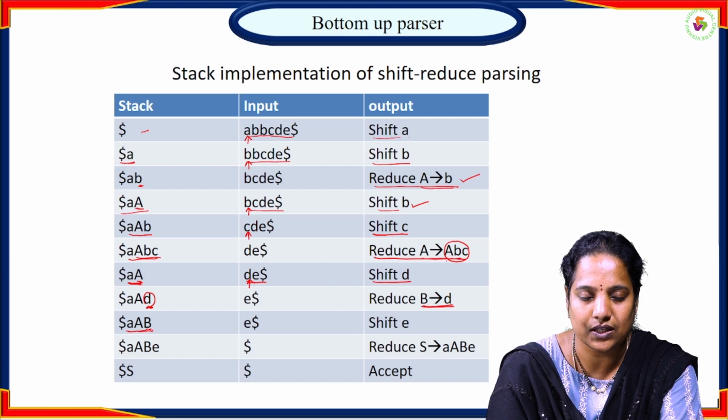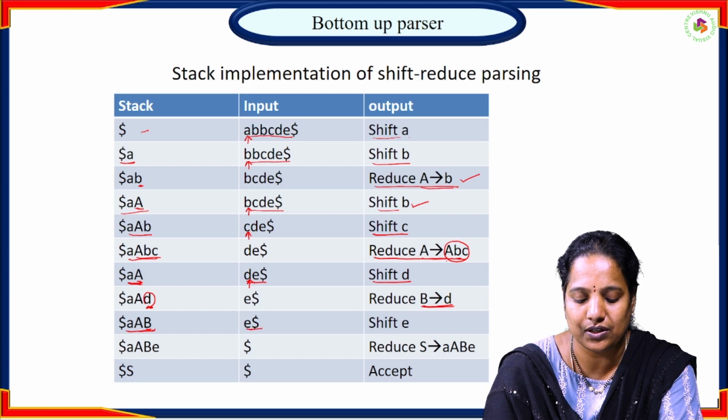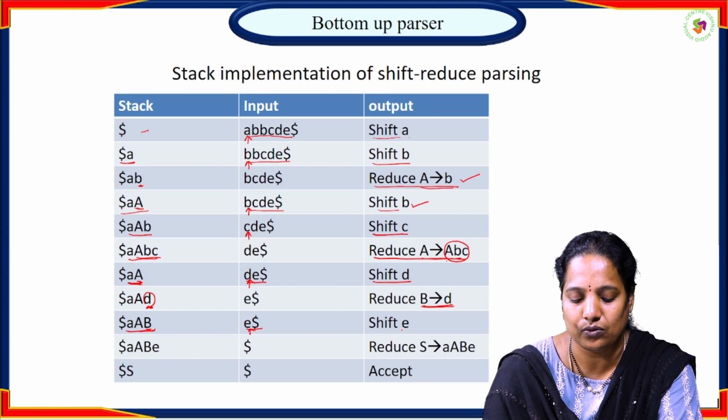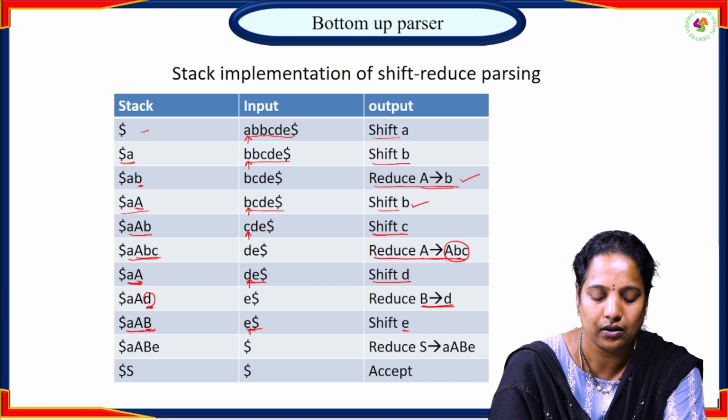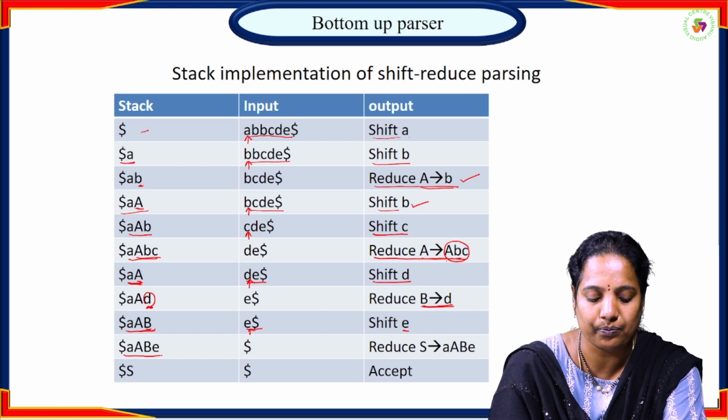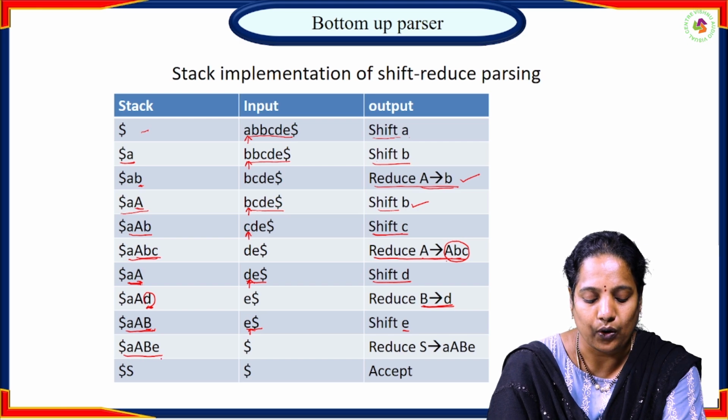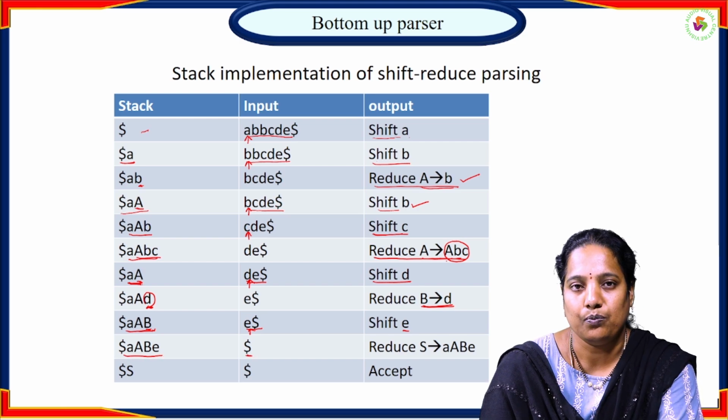When we observe the stack contents, it is not a handle. Then what is the current input symbol? E. What do we have to do? If it is not a handle, immediately we need to shift the next input symbol onto the stack. Next input symbol is E. E will be shifted onto the stack. Then the stack contents become AABE. Okay, AABE is your stack content, and $ is your input symbol.